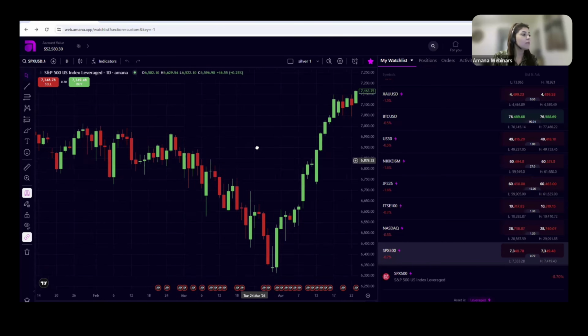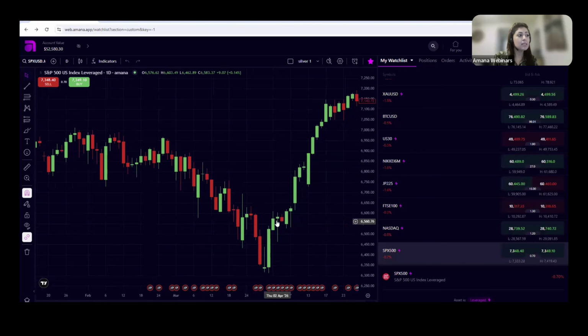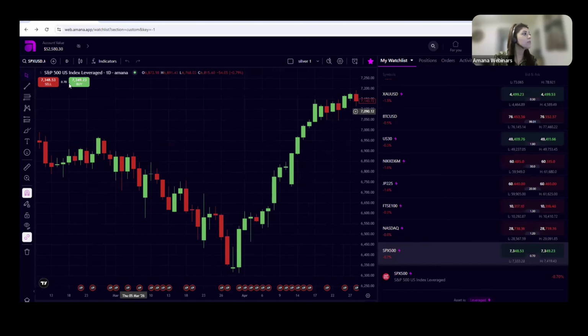Here, if I'm going to try and locate a hammer or a long tail candle, this is one example. This is the daily chart for S&P 500, and as you can see there's this candle here with a long downward tail and an upward body which is lying towards the upside.